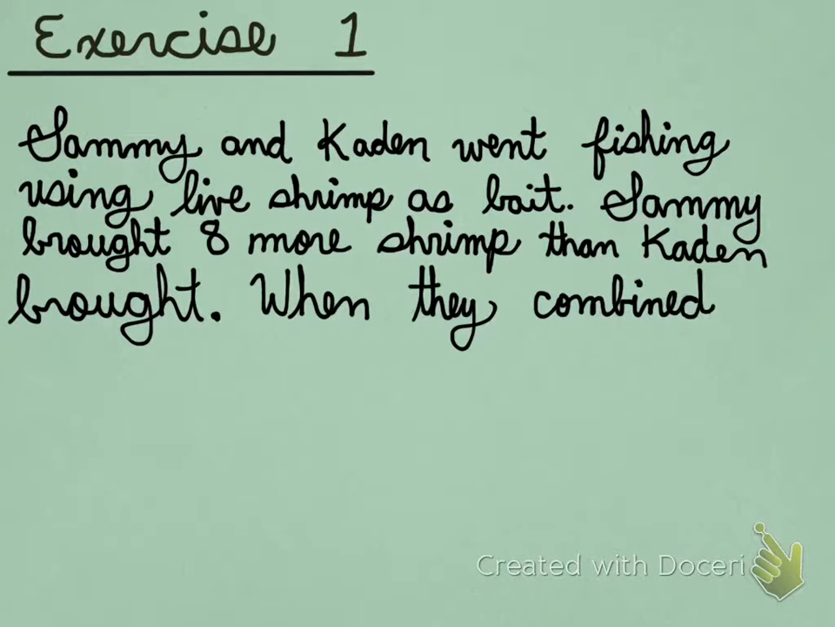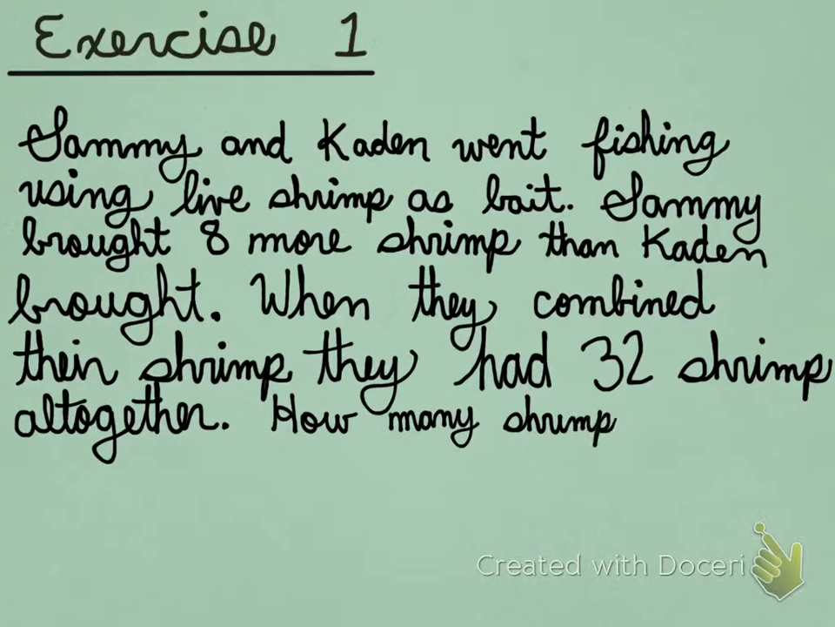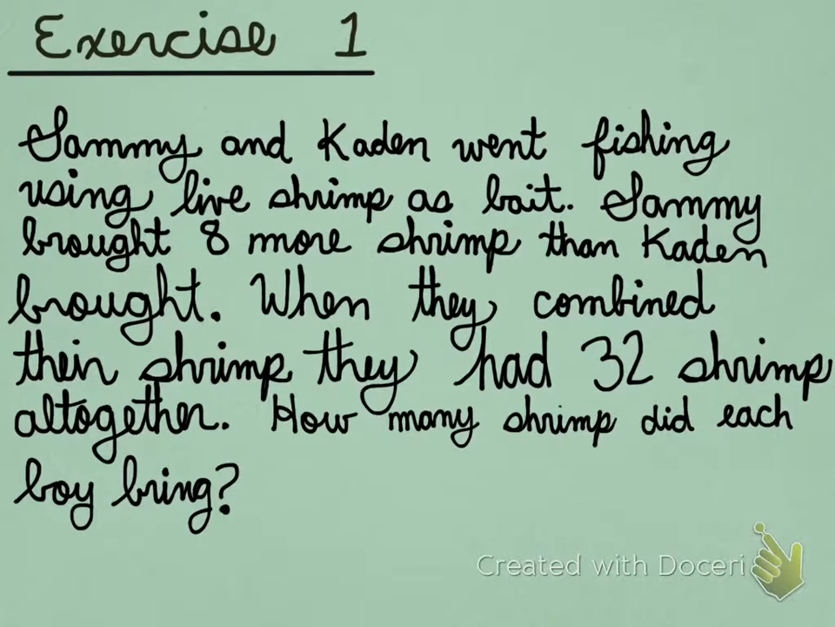Sammy and Caden went fishing, using live shrimp as bait. Sammy brought 8 more shrimp than Caden brought. When they combined their shrimp, they had 32 shrimp all together. How many shrimp did each boy bring? Okay, so now I read for the gist. My next step is to read and make my annotations.